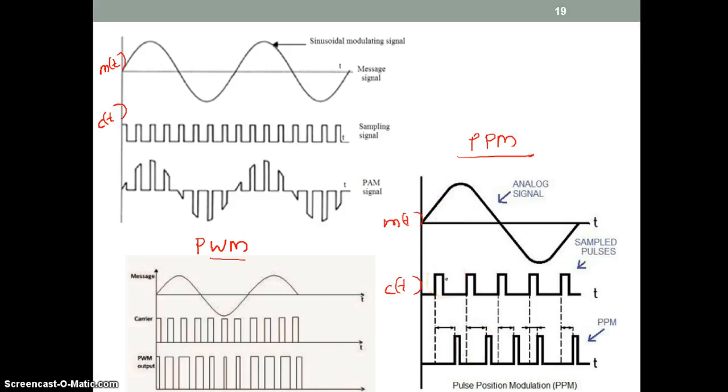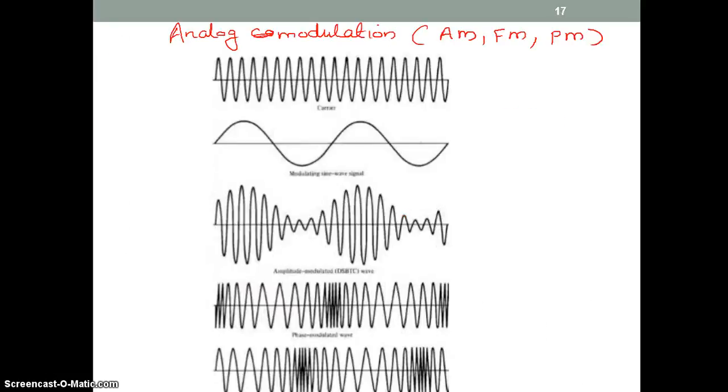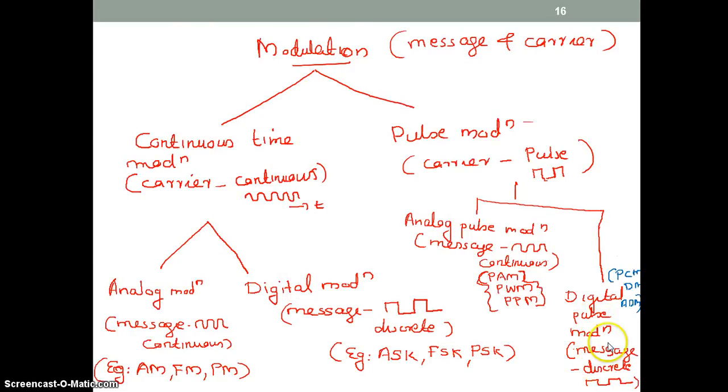See, all of these various analog pulse modulation techniques, PAM, PPM, PWM, you will study in detail in unit 1 itself. Also, the digital pulse modulation techniques, pulse code modulation, delta modulation, adaptive delta modulation, we will also be studying in unit 1 itself. Thank you.